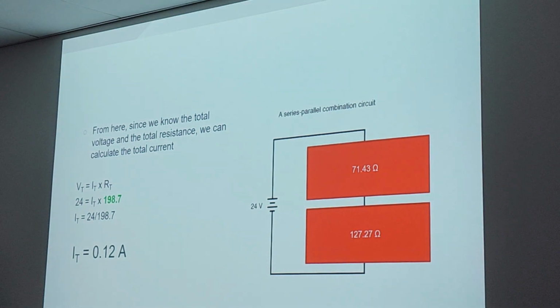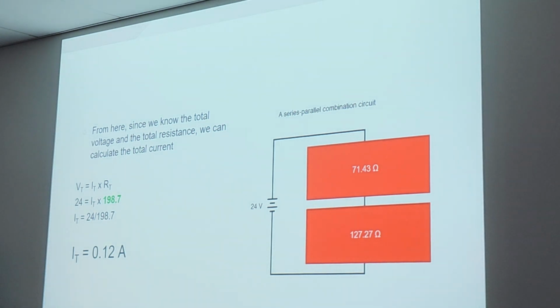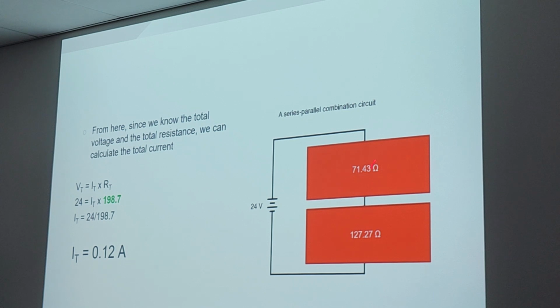We used our formula, V equals IR. What's our V? Why did you divide 24 by 198.7? First of all, tell me, how did I get 198.7? You added those two. Okay, and then we're trying to find the total current, right? So what is our formula?